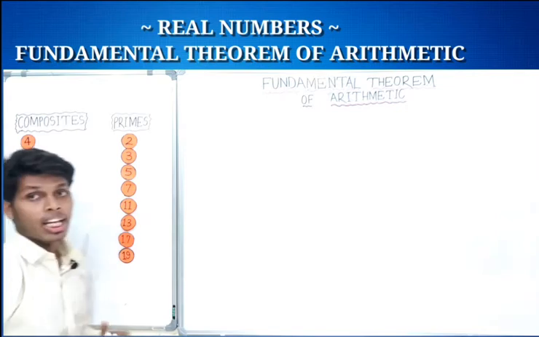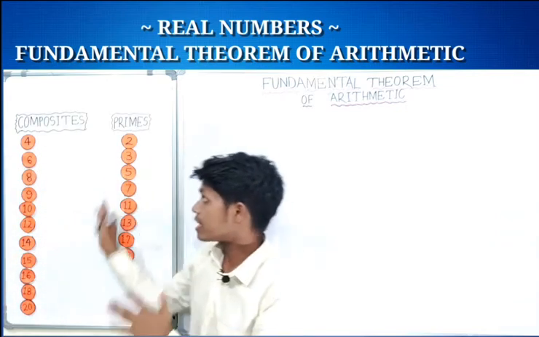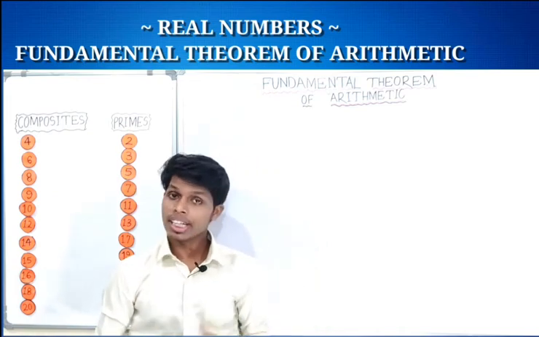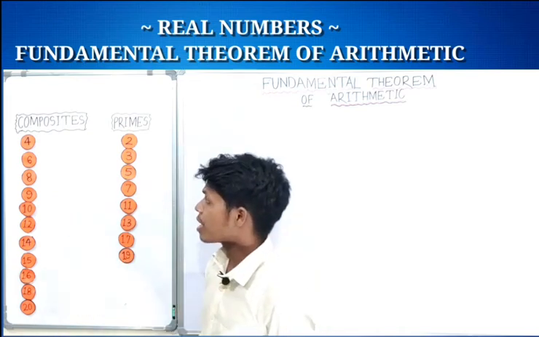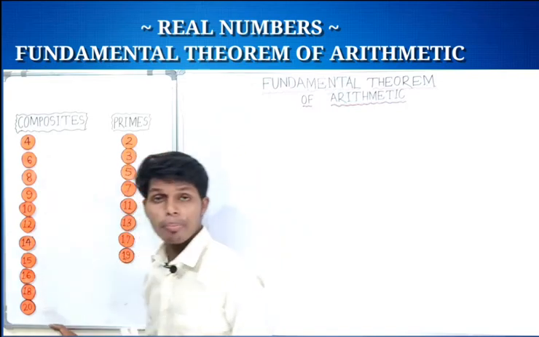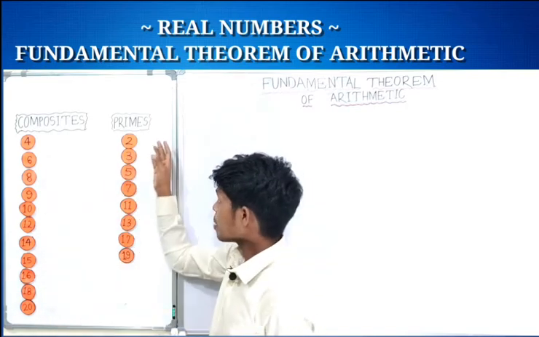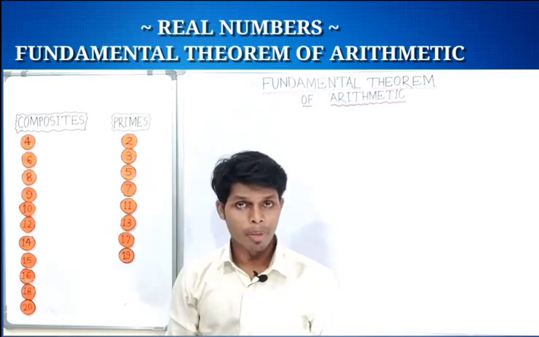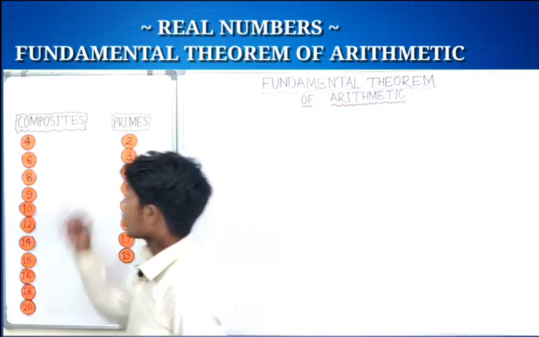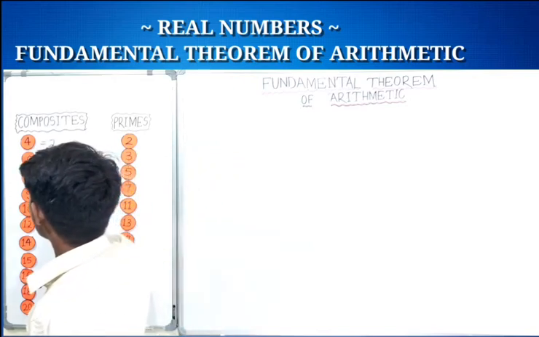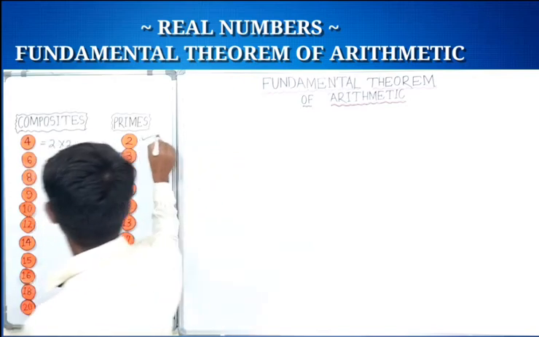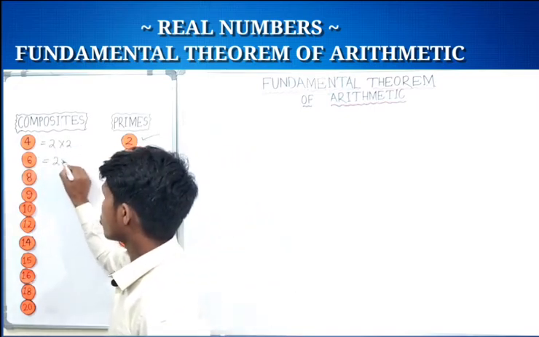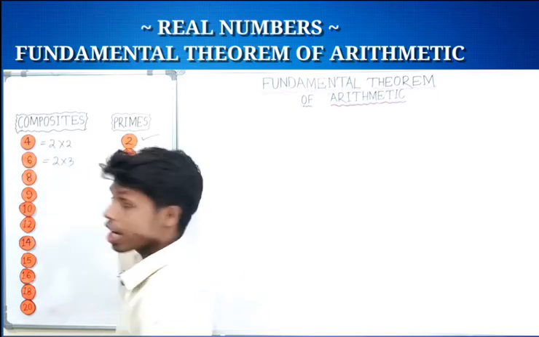So as you can see, I have organized these numbers into primes and composites. Now let's see what Euclid discovered. Euclid discovered that every one of these composite numbers can be written by multiplying one or more of these primes taken a specific number of times. For example, here 4 can be written as 2 times 2, and 2 is a prime number. Similarly, 6 can be written as 2 times 3. 2 and 3 both are primes.